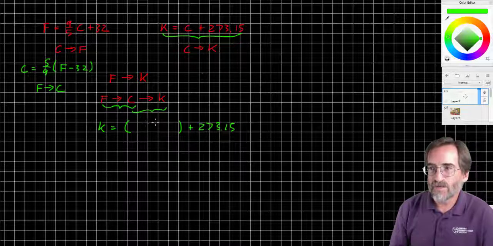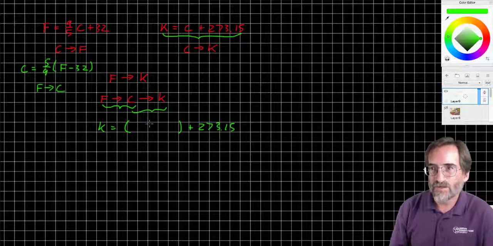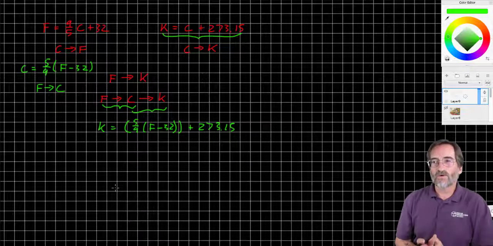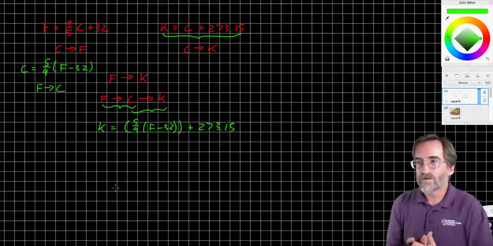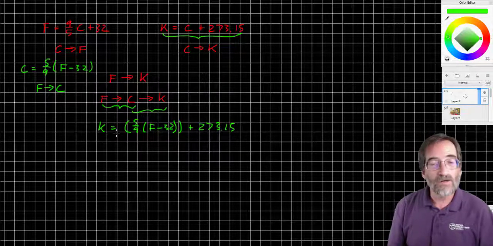Okay? And so now I'm going to insert my formula. So take Celsius and turn it into Kelvin. I'm going to take a formula that takes Fahrenheit and turns it into Celsius, 5/9 times Fahrenheit minus 32. And so this formula will convert Fahrenheit temperature into Kelvin.